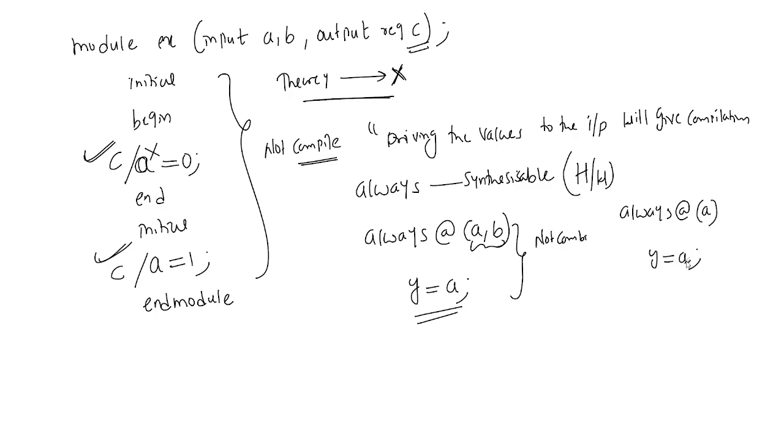Now this will compile. Why? Because only one sensitivity list is there. But this sensitivity list you are not using anywhere. This sensitivity list is nothing but, if there is any change in those inputs, then there is a change in the output.